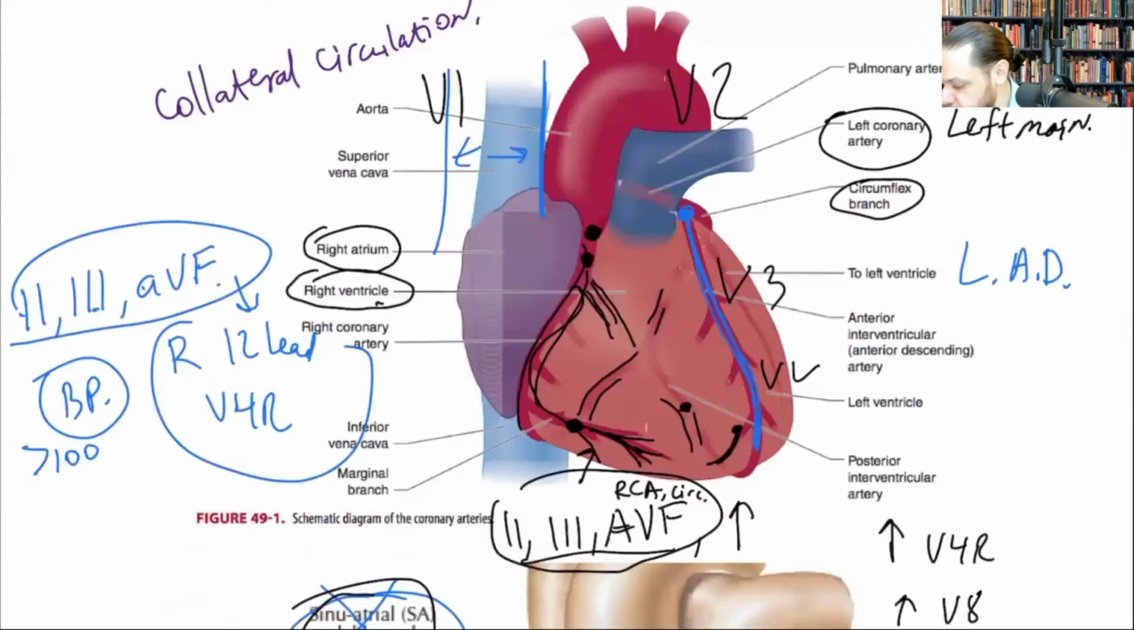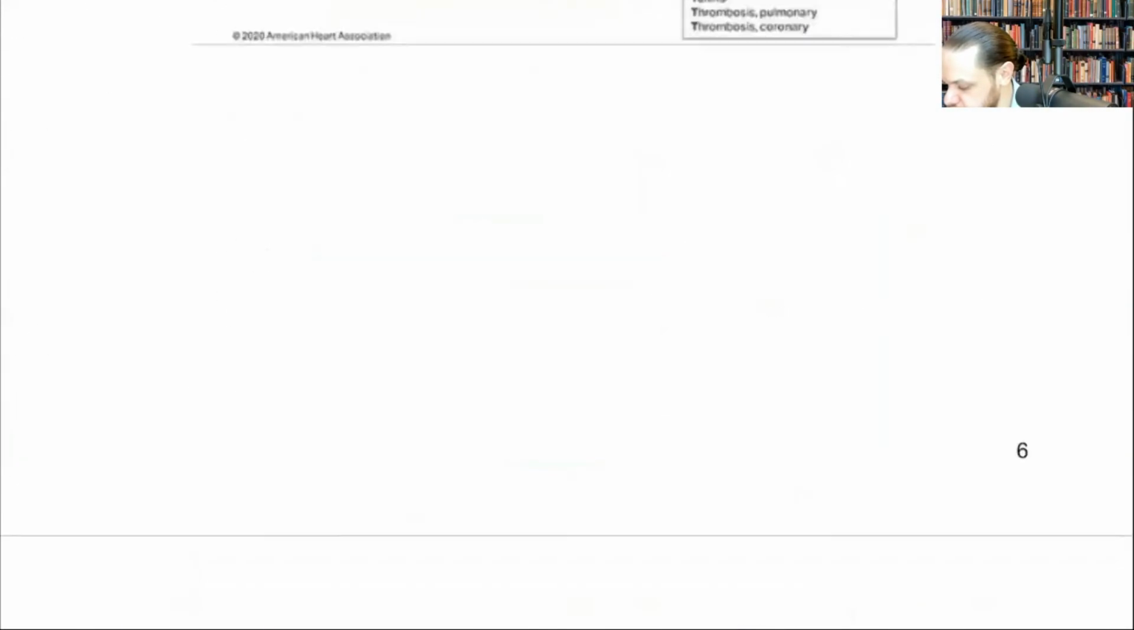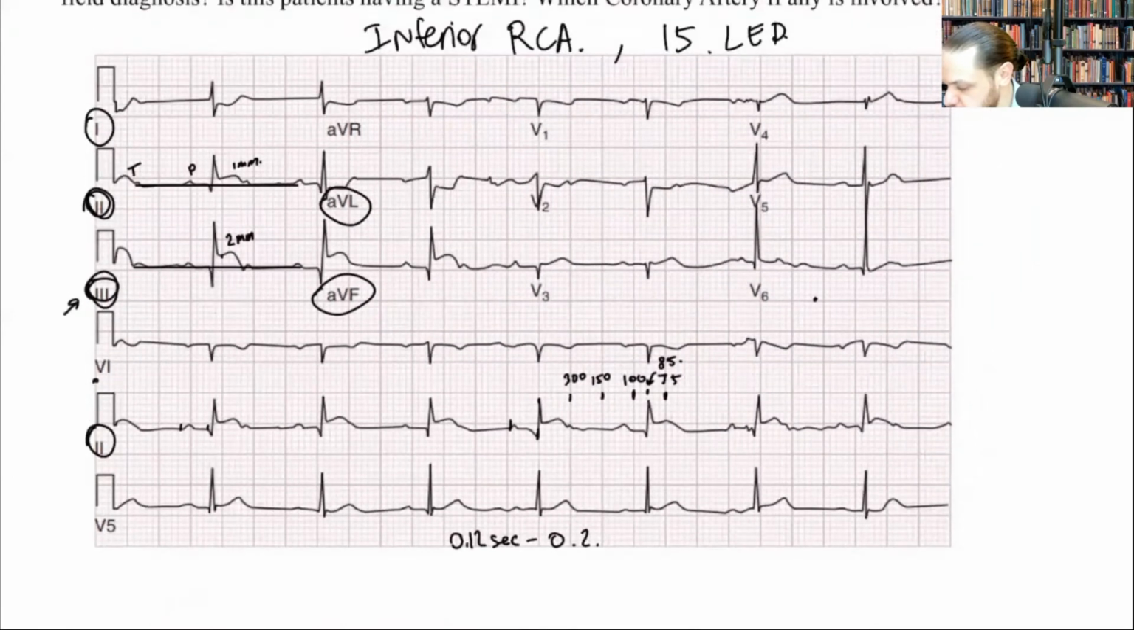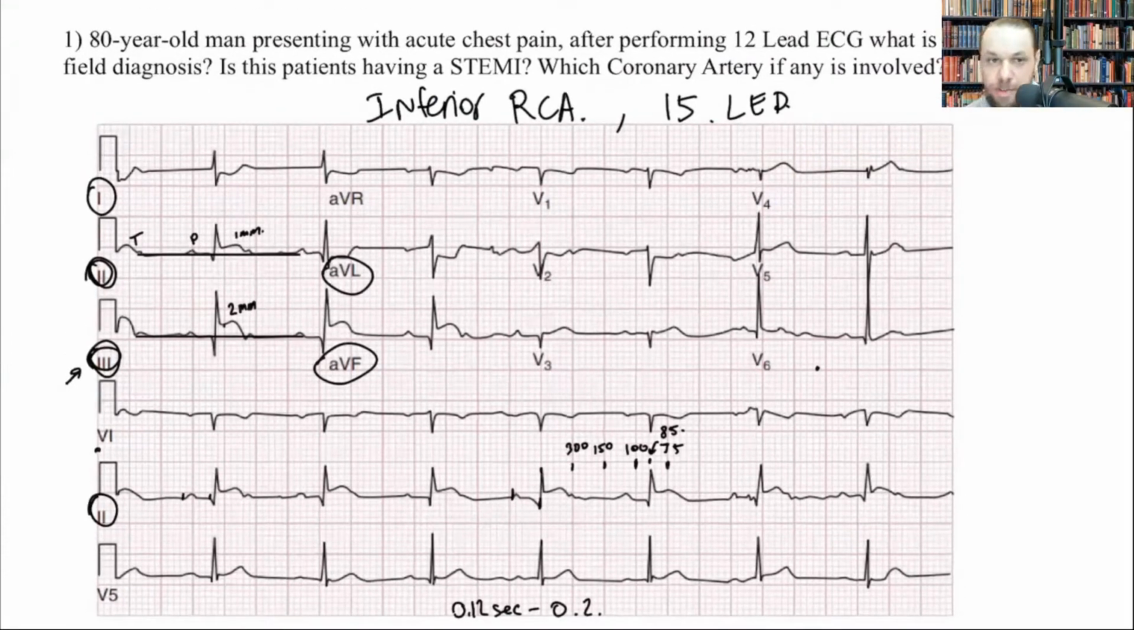So let me go back to that 12 lead EKG, right? So that's what you see here. We see reciprocal changes, we see elevations, definitely transmit this, right? So very good. So your field diagnosis would be STEMI, right? STEMI, contact medical control.